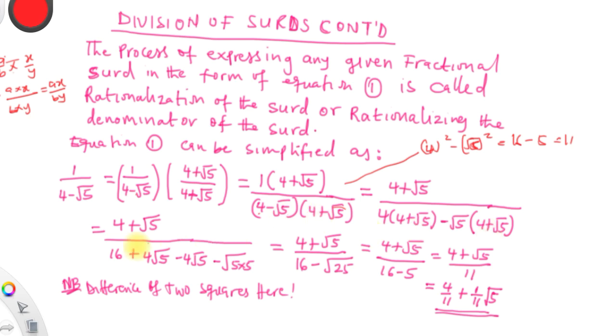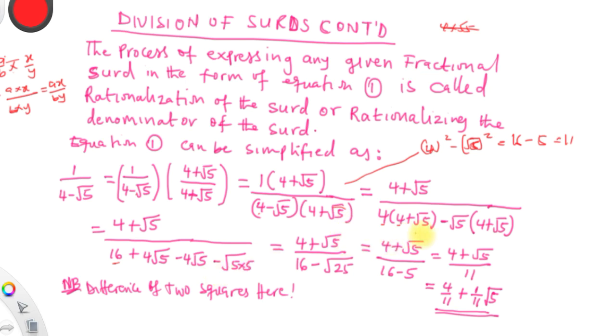Okay, so let us continue. So this is equal to this. This is the numerator we have brought. So what is 4 times 4? You get 16. Okay. And then 4 times square root of 5, you get 4 root 5. 4 times square root of 5 is the same as 4 root 5. Okay, hope you understand from our previous lessons.